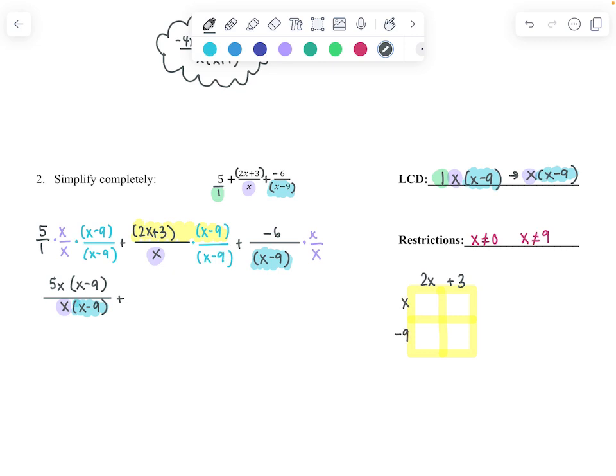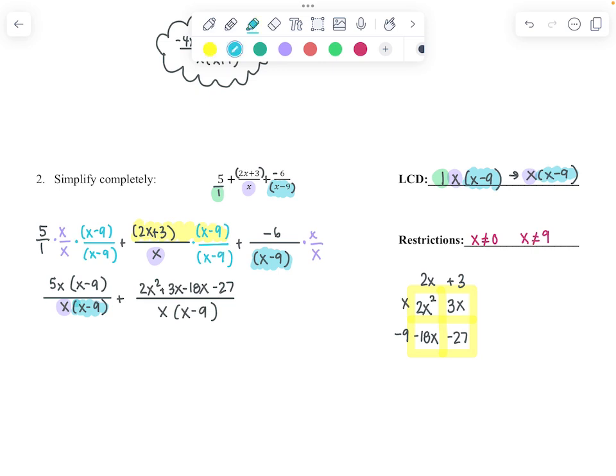So 2x times x, 2x squared. 3 times x is 3x. 2x times negative 9 is negative 18x. And negative 9 times 3 is negative 27. So now in our numerator, we write all of that out. 2x squared plus 3x minus 18x minus 27 all over x times x minus 9.